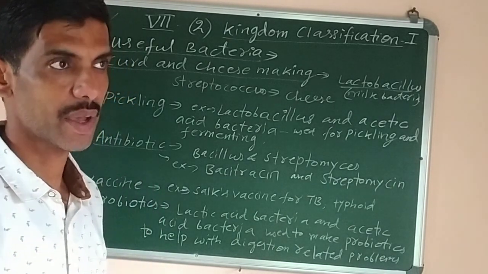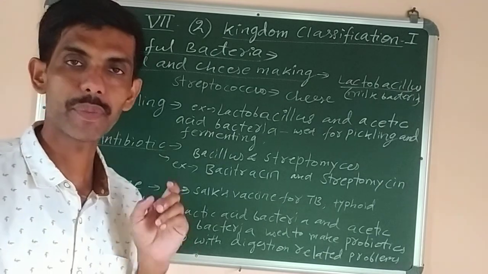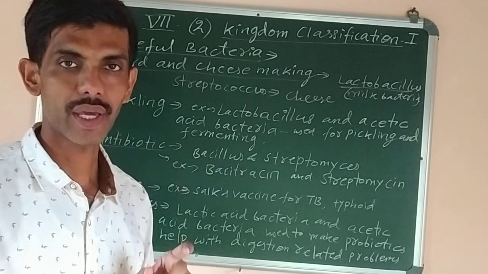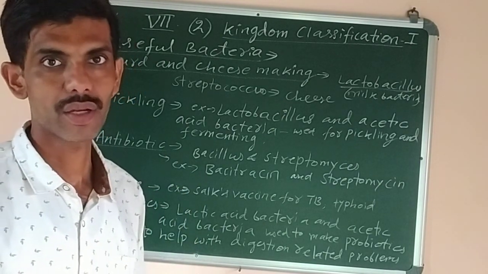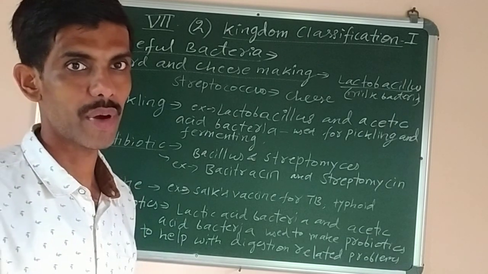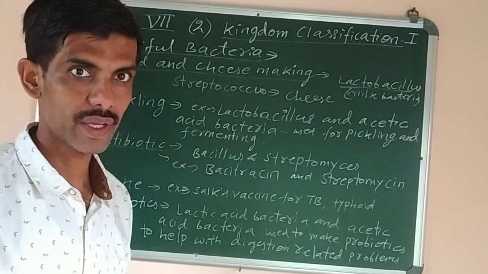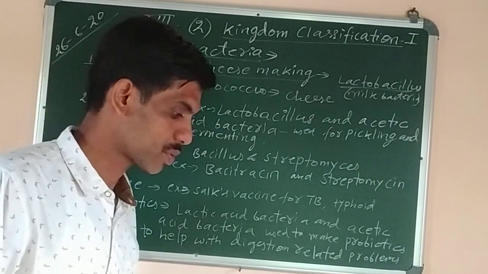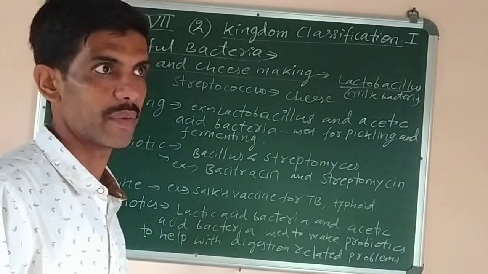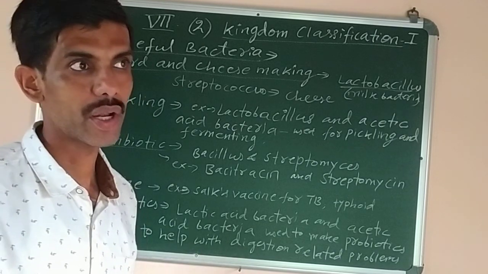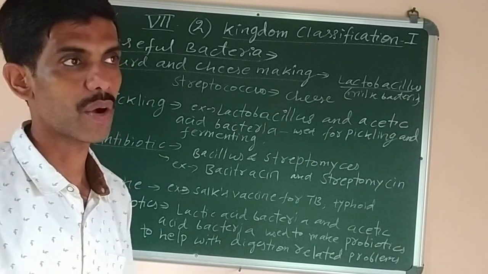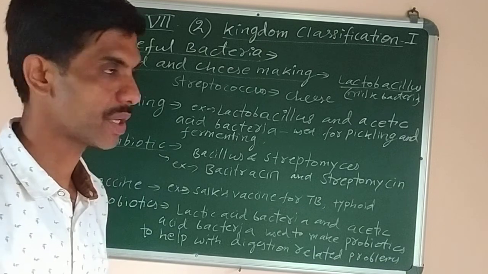Some of them are saprophytic, in which they depend on dead and decaying organic matter to obtain their nutrition. Then we studied about autotrophic, then saprophytic, and the last one was parasitic bacteria, the bacteria which live on the body of other organisms to obtain shelter and nutrition from them.